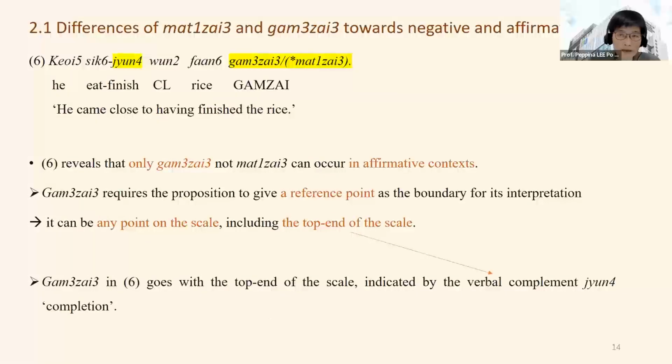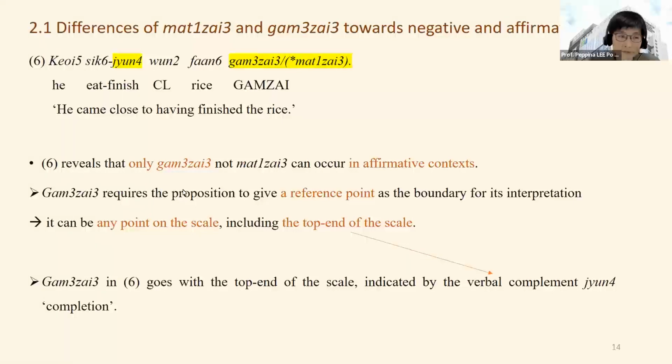However, what is interesting is the affirmative version. Sentence 6, 佢食完碗飯咁滯 is good. However, 佢食完碗飯乜滯 is unacceptable. So sentence 6 shows that only 咁滯 but not 乜滯 can occur in affirmative context. This is the first point. In other words, the two show some kind of variation in terms of their occurrence with negative and affirmative context. 乜滯 can only go with negative. 咁滯, negative and affirmative, both are good.